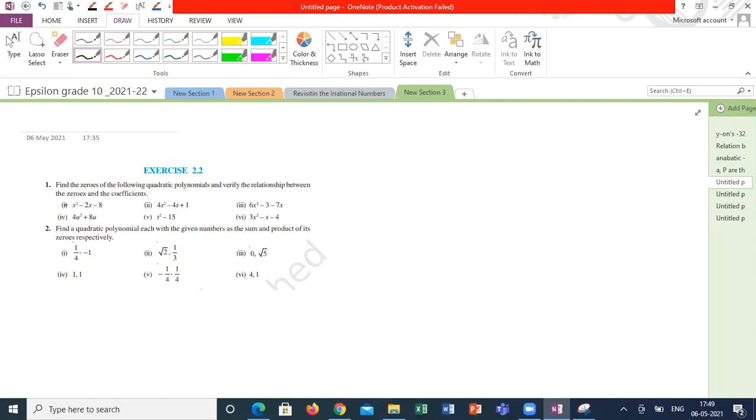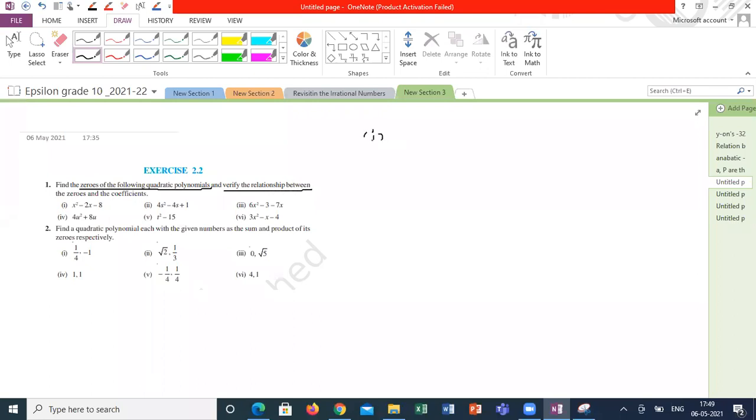Yes, sir. Factorization of a quadratic polynomial. Yes, splitting, sir. So hope everybody knows how to do that one, correct? Yes, sir. So he is asking 2 questions in the single one. Find the zeros of the quadratic polynomial. For each and every question, first we have to solve zeros of the polynomial, and after that we have to verify the relationship.